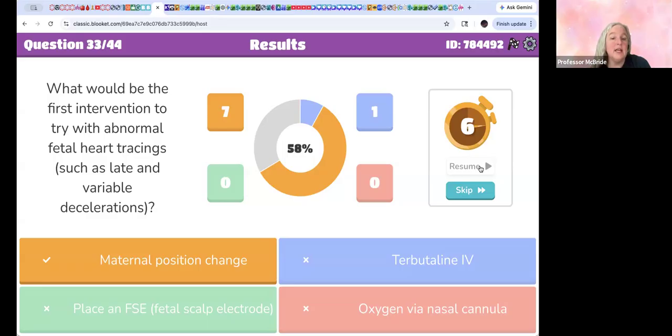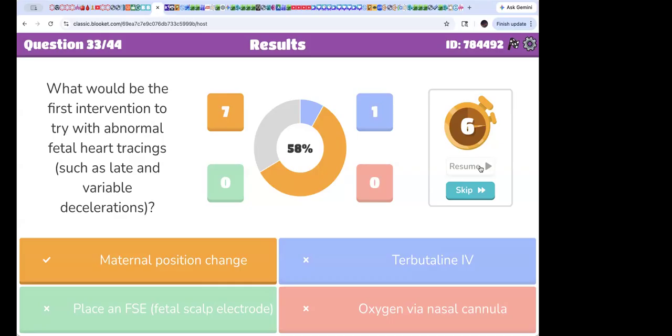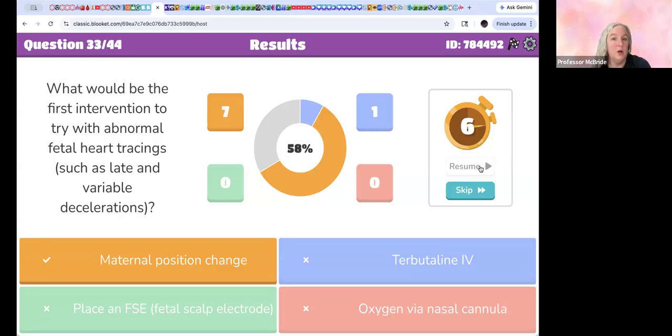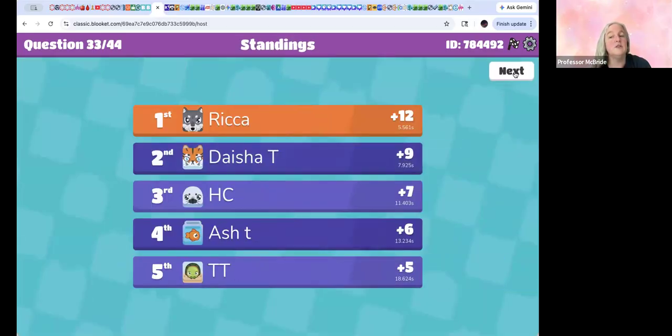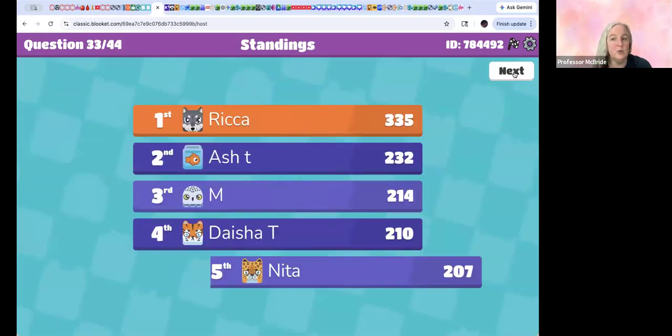Now, along the lines of what Daisha said, how would a position change help with variable decelerations? That's going to help take the pressure off the cord. There you go. Yep, good. So it's a good first thing to do for either of them, but I just want you guys to understand why for each one.